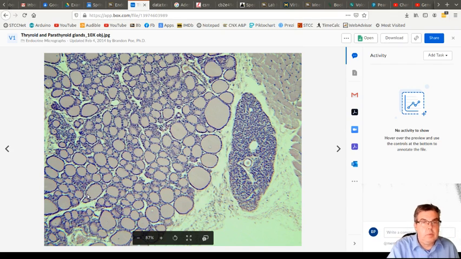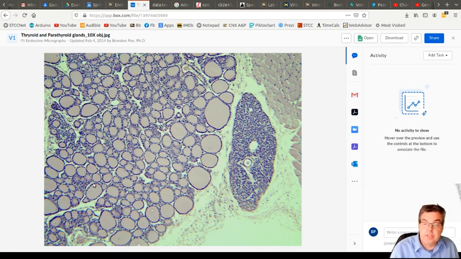Now, one thing that you might run across online that's a bit misleading, some sites will try to tell you that this is a simple cuboidal epithelium. That is not correct. This is glandular tissue. Glandular tissue is not a layered epithelium. But what we're looking at is a single layer of kind of square-shaped cells surrounding this lipid follicle, or making a wall of lipid follicle.